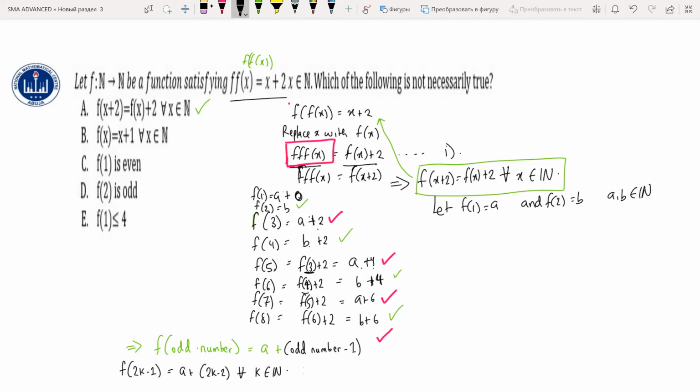Then for the even numbers, it's very similar. First of all, f of even.